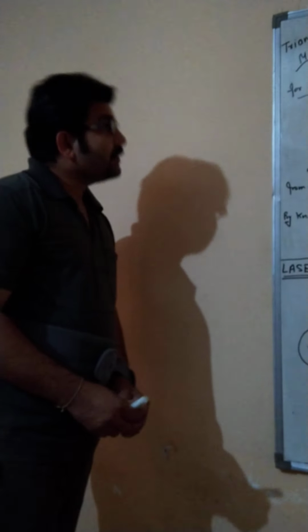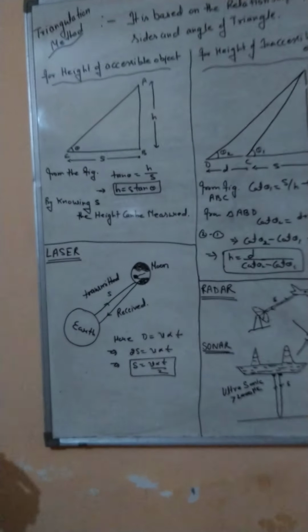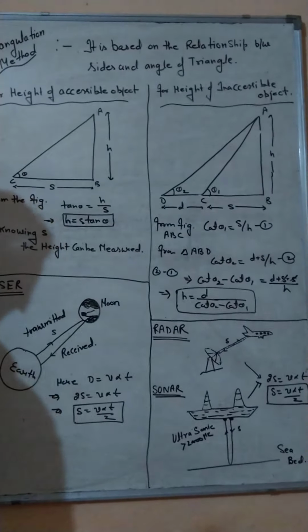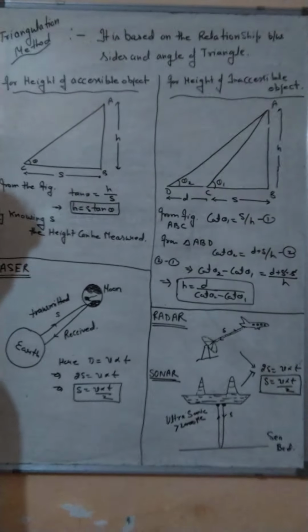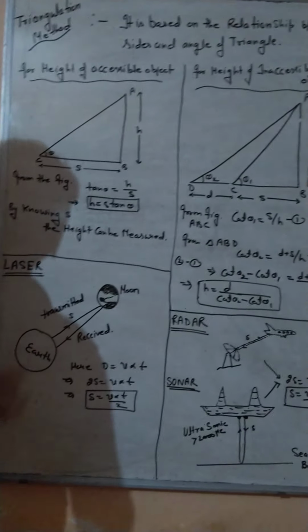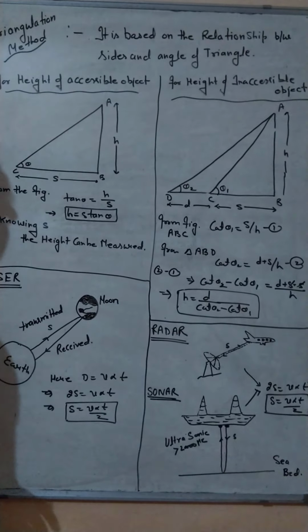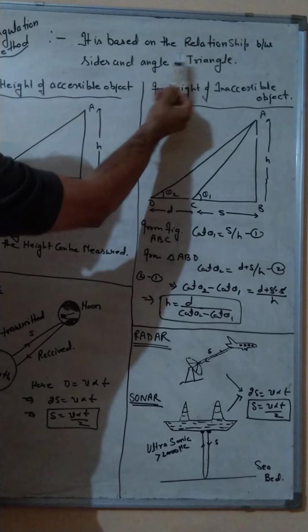Today we will study the triangulation method. In the last class we studied the parallax method and how it is specially used to determine the distance of stars from our surface. Now we are going to explain another triangulation method as well as the reflection methods, which are known as laser, radar and sonar. Triangulation method is basically a relationship between the sides and angles of a triangle.